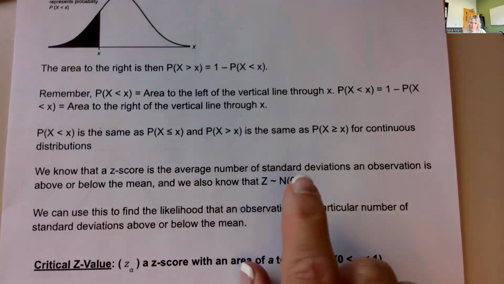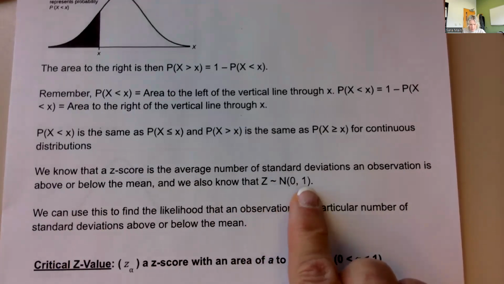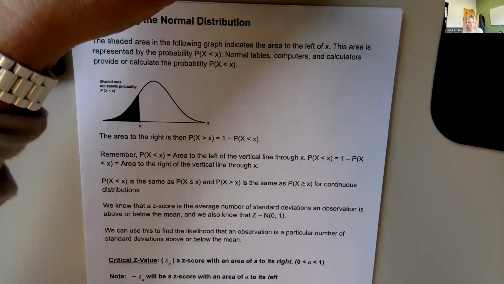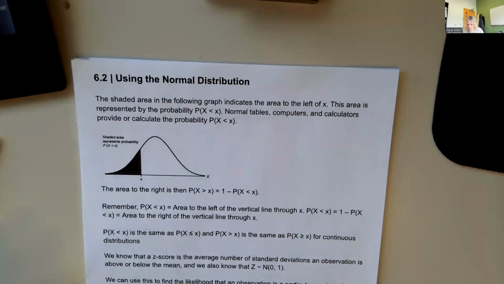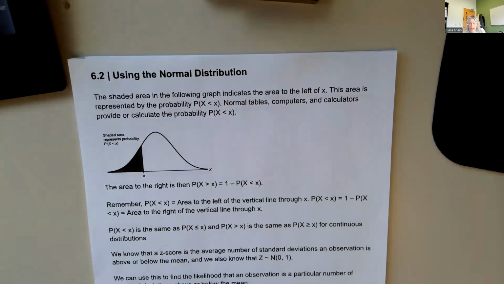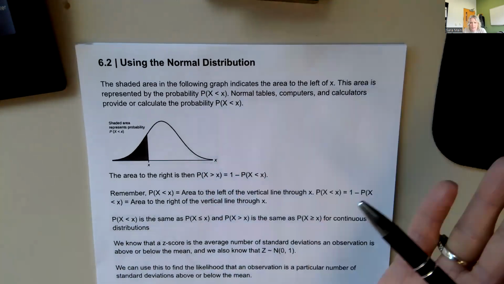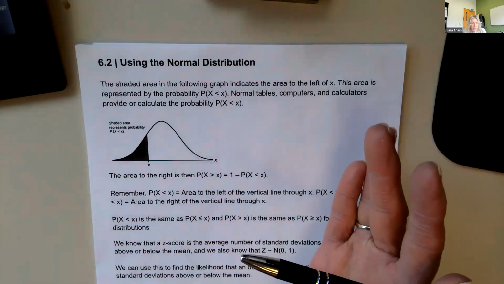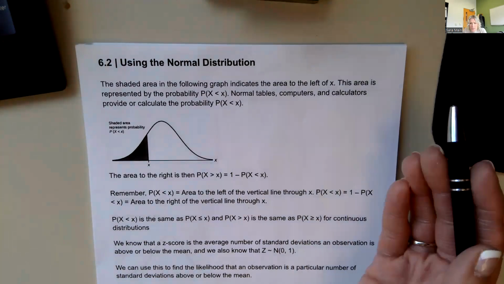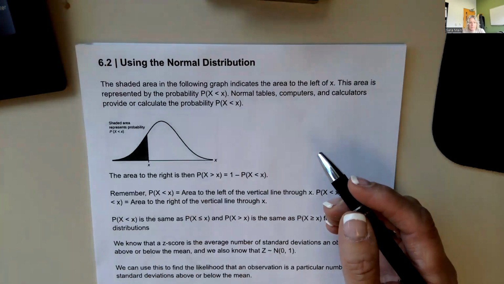And we also know the z can be described as normally distributed with a mean of 0 and a standard deviation of 1. So we are going to put that together with being able to find areas under a curve that aren't actually at the exact standard deviations that we use with a z-score and the empirical rule, because the empirical rule was only particular standard deviations, 1, 2, 3 above, 1, 2, 3 below the mean. But now we want to find it for any value.